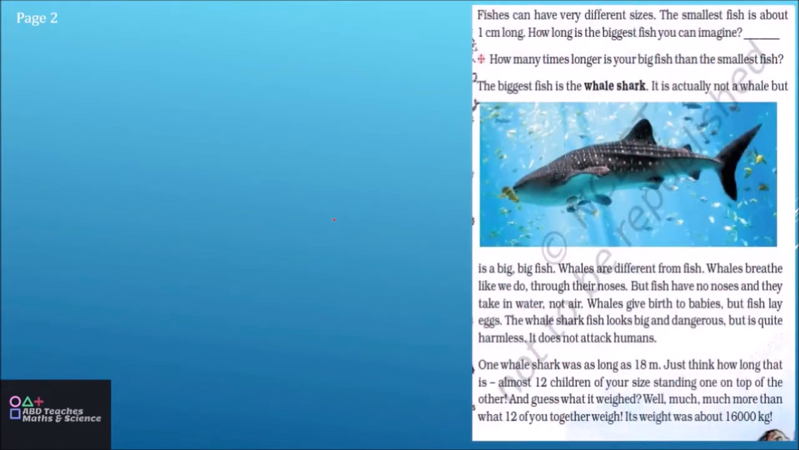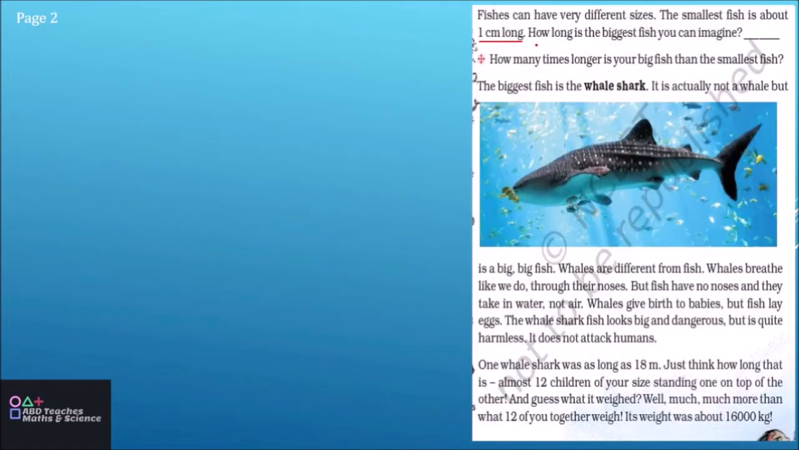Let's get page 2 from the textbook. See, fishes can have different sizes. The smallest fish is about 1 cm long. How long is the biggest fish you can imagine? Please note down here, the smallest fish is about 1 cm long. Okay, please take a note of this.